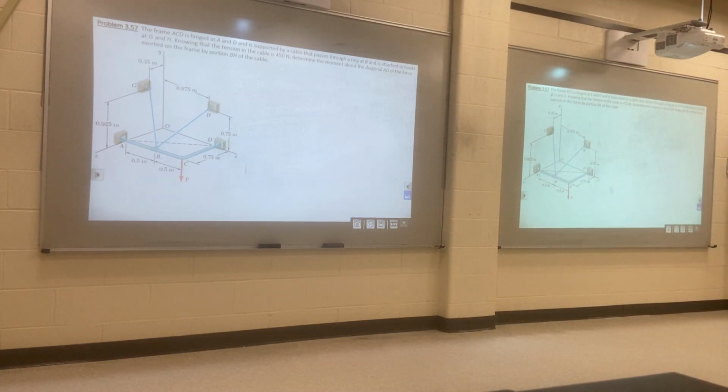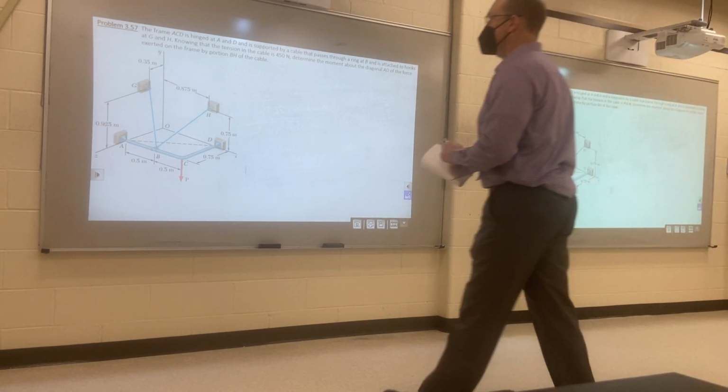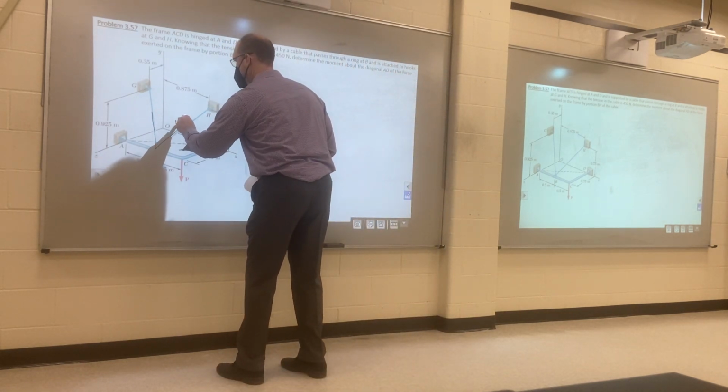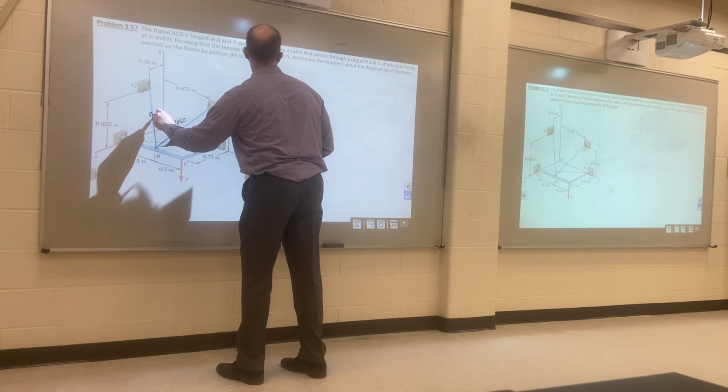Yes. Since the cable is the same cable at E, do you have to divide the tension by 2? No. Since it's the same cable, the force runs equally through the cable. Okay. If it's 450 on one side, it's 450 on the other, right? It's gotta be. I think it was 450, right? Yeah.